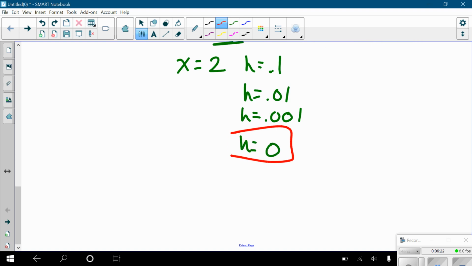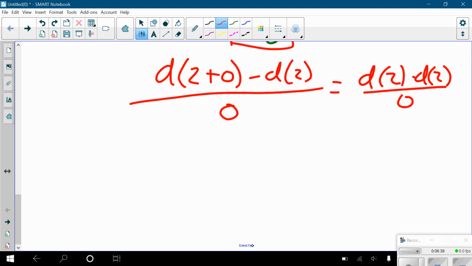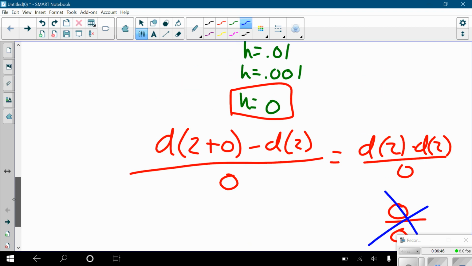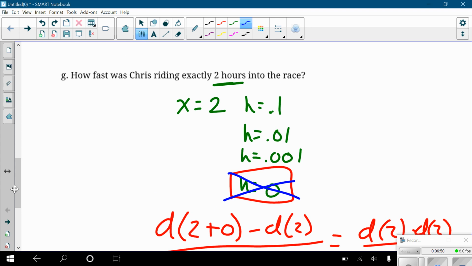Okay, so let's see. If I make it 0, watch what happens. D of x plus h minus D of x, all over h. That's D of 2 minus D of 2 over 0. This is getting messed up. D of 2 minus D of 2 is 0, over 0. What's 0 over 0? This is undefined. This is all messed up. So I can't just use h equals 0. But I want h to be really close to 0.